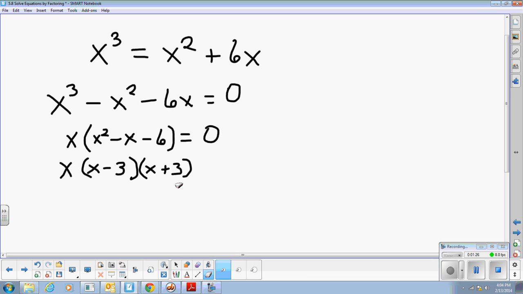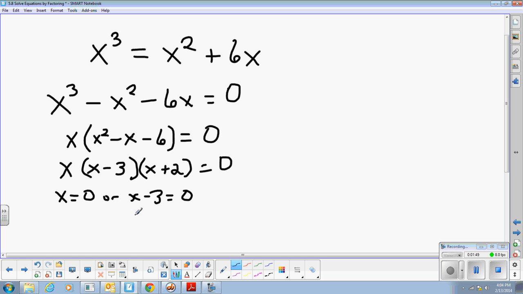Okay, so we got that to take care of. I got to take care of my mistake here. Positive 2, and I set it equal to 0. I now have three factors equal to 0, so I will have three answers. So x will equal 0, or x minus 3 equals 0, and I solve for x, and x can equal 3, or x plus 2 equals 0. When I subtract 2, I get x equals negative 2.